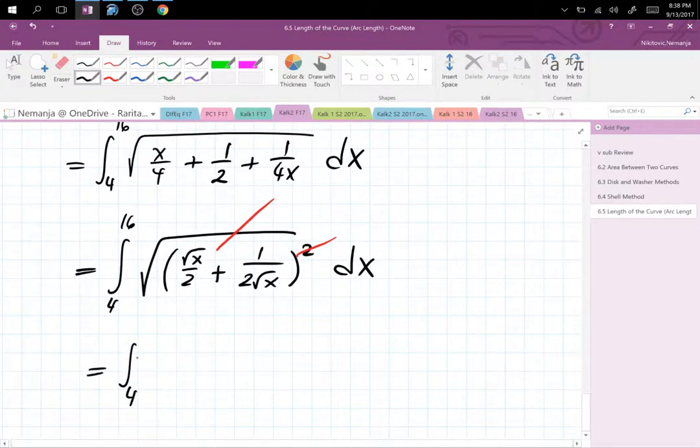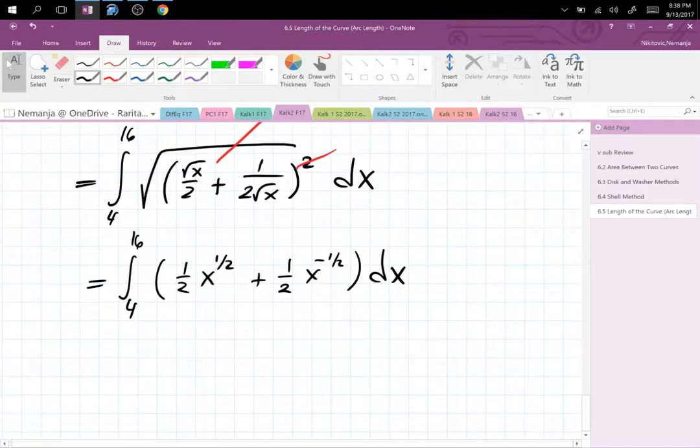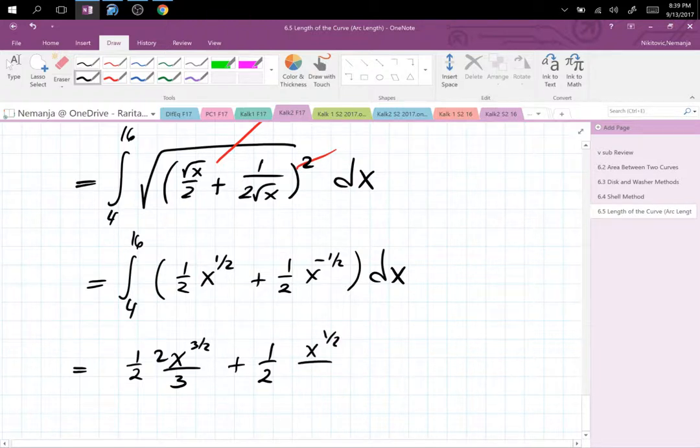integrate. So we have 4 to 16. We have 1/2 x to the positive half. We need to integrate now. Plus 1/2 x to the negative 1/2 dx. And now you integrate, the rest is cheap. 1/2 x to the 3/2 over 3, put the 2 immediately up there, plus another half. You can factor half out if it bothers you. X to the 1/2 over 1/2. 2's die.